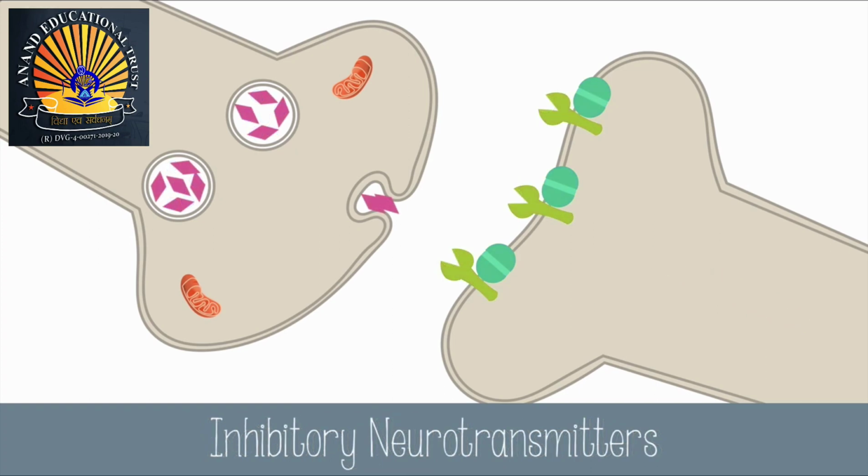Inhibitory neurotransmitters have an opposite effect. They prevent the formation of action potentials in the postsynaptic neuron by hyperpolarizing the cell. This will make the membrane potential more negative, which will make it more difficult to reach threshold potential for sending an action potential. So, these inhibitory neurotransmitters are inhibiting the ability of a neuron to fire.